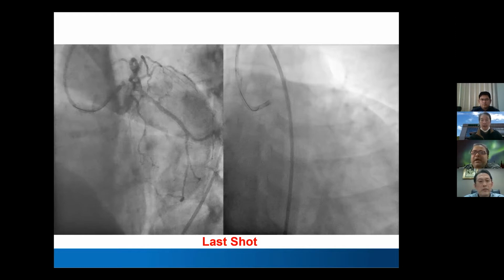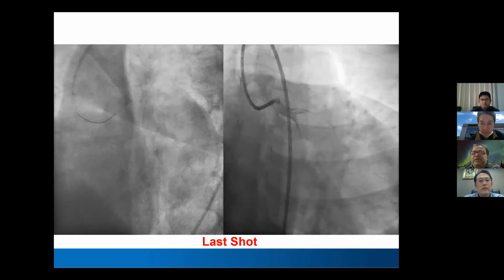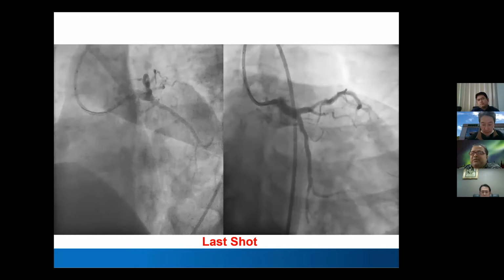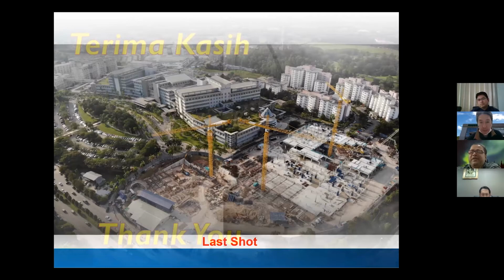So I learned a few tips and tricks and tried to use what my previous mentors like Dr. Wasan have taught me. Thank you. And this is my new center. Hopefully, by the end of next year, it'll be up and running. Thank you.